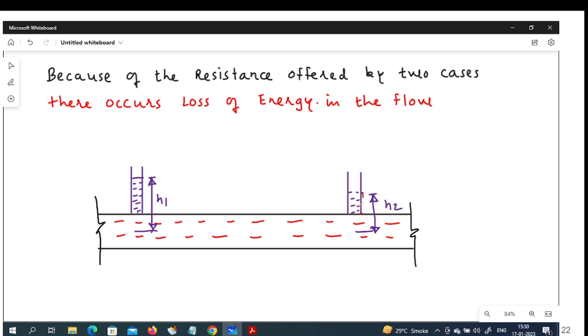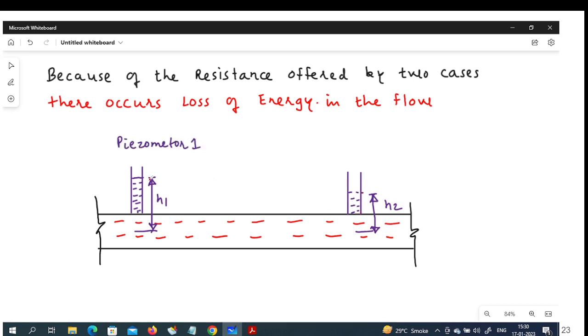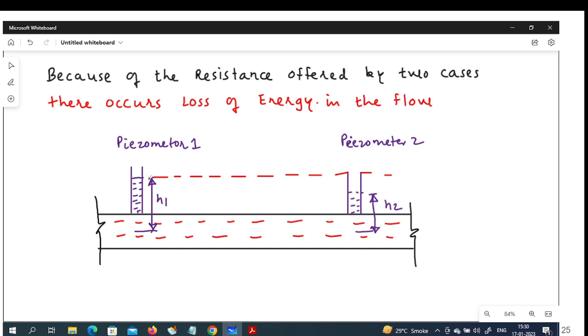Now you see the level, there is some level difference. This is the level of piezometer 1, and this is the level of piezometer 2. There is some level difference, and this level difference is nothing but the head loss from point 1 to point 2. You can also say that there is some energy loss from point 1 to point 2, and this energy loss is because of the resistance offered by the boundary wall and the viscosity.